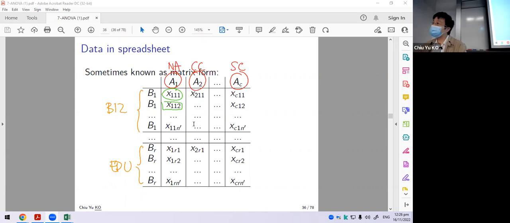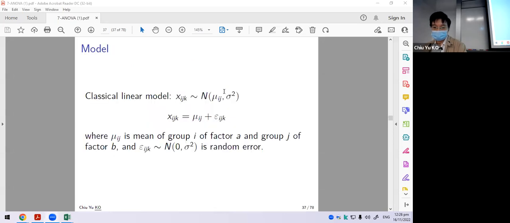Is that okay? Okay. If that's okay, then we go to the assumption here. The assumption is exactly the same as what we see in the one-way ANOVA, right?